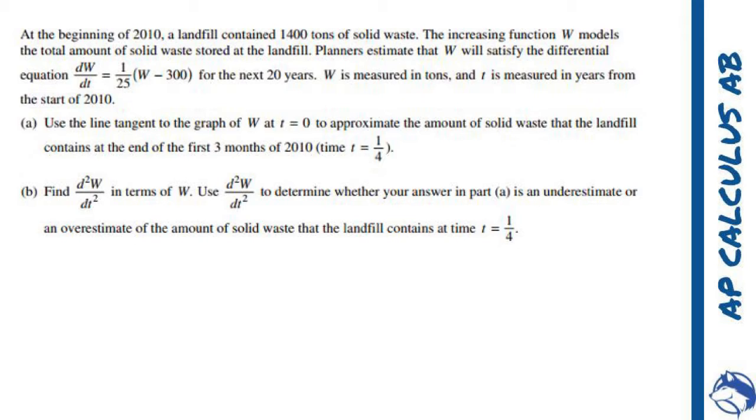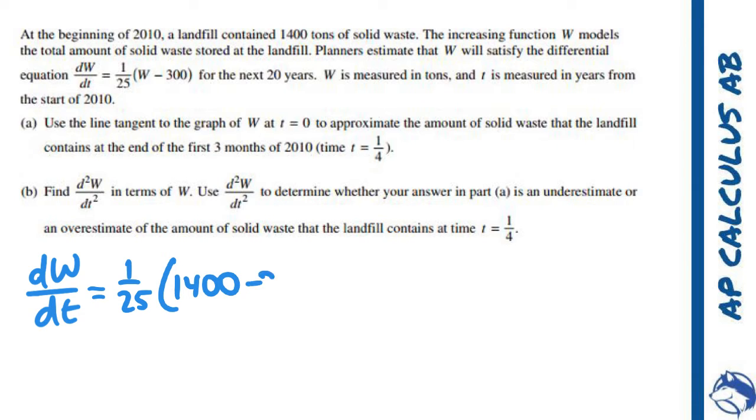So if I did dW/dt, I know that this is going to be equal to 1/25, and at time 0 in 2010, the waste was at 1,400 tons. So I'm going to plug that in. So dW/dt is equal to, well, that ends up being 1,100, and 1,100 divided by 25 is 44. So that's my slope for my line.